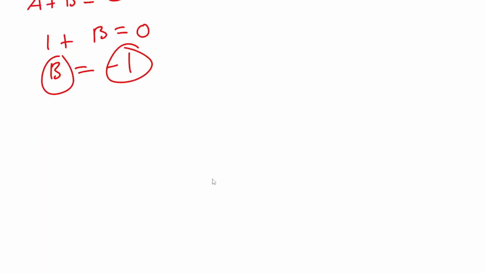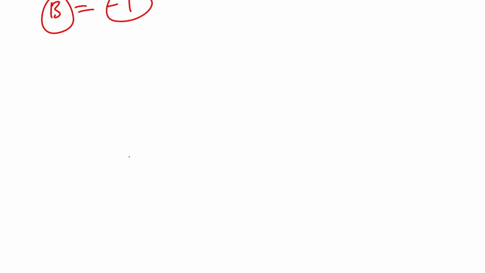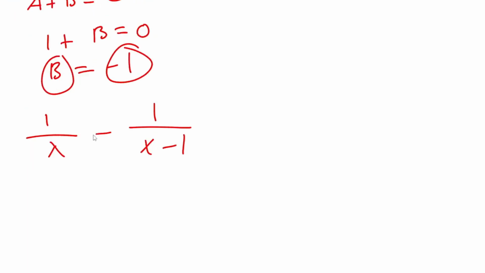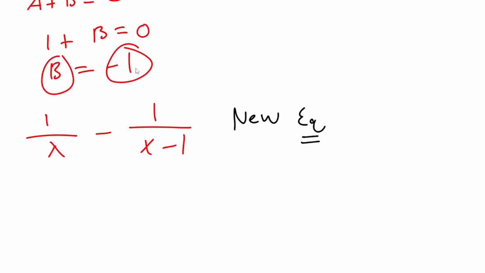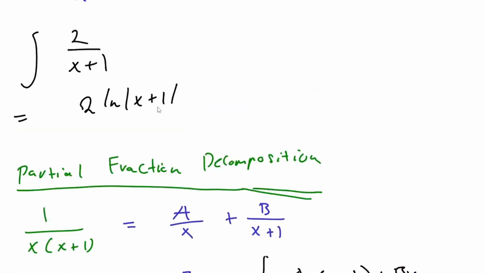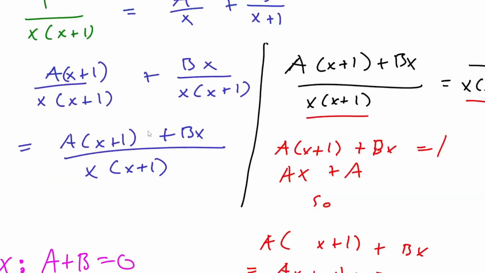So, basically, we have 1 over x minus 1 over x plus 1. And this is now our updated equation. I'm just going to put it right here. Our new equation. Now, all we're going to have to do is take the integral of this, and since we already have the integral that we did here, this one, we add those together, and we should get our final answer. So let's do that.